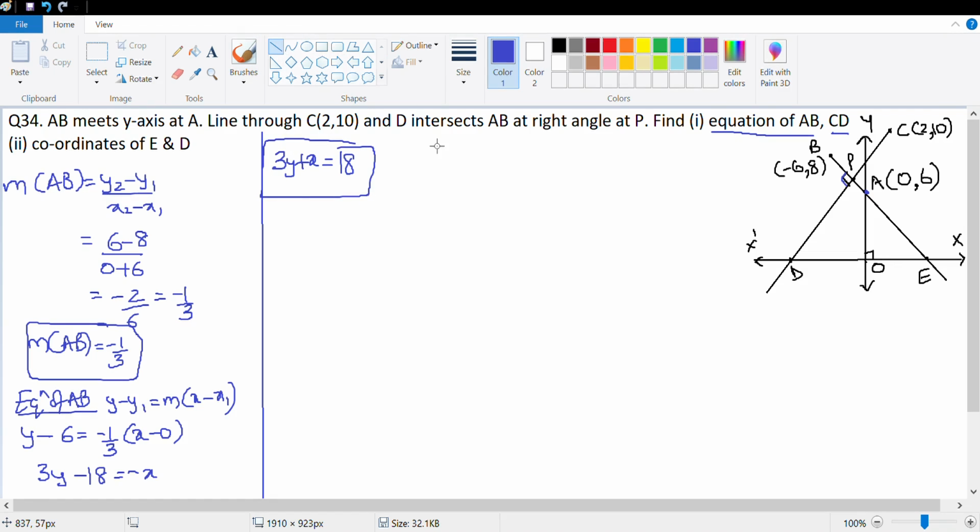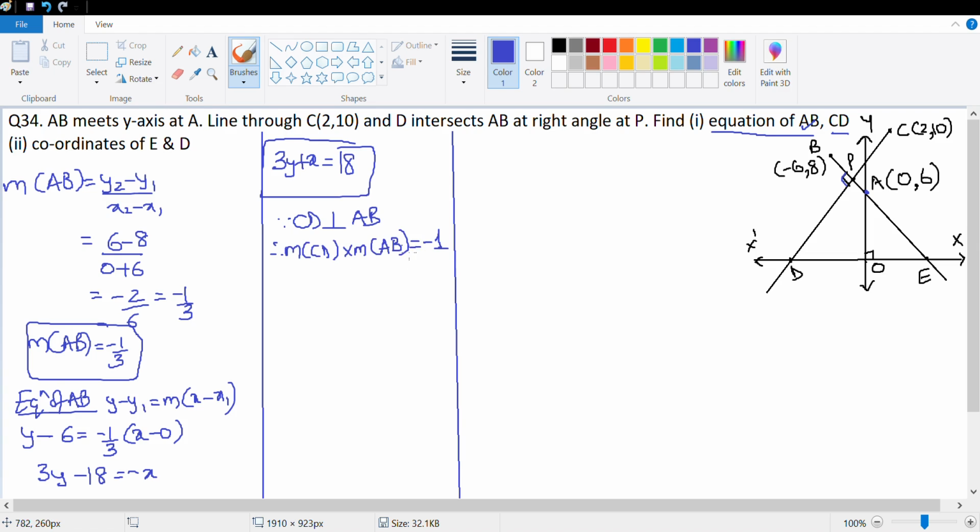Done. Let's look at the second part. So equation of AB is done, but we still need to find the equation of CD. So where is C and D? Now since CD is perpendicular to AB, the slope of CD multiplied with the slope of AB would be equal to -1. In this case, the slope of CD multiplied with the slope of AB, which is -1 by 3, is equal to -1. Therefore, slope of CD would be equal to 3.